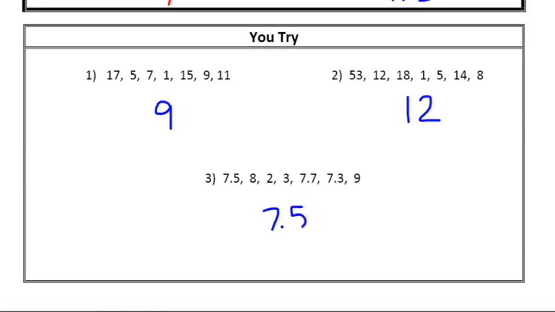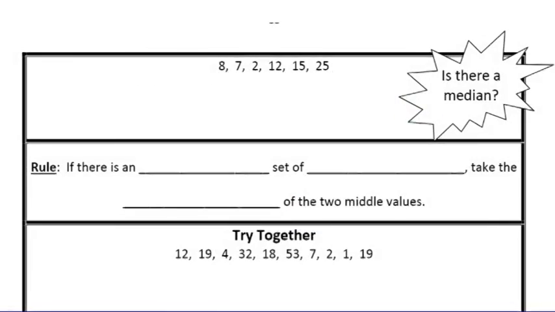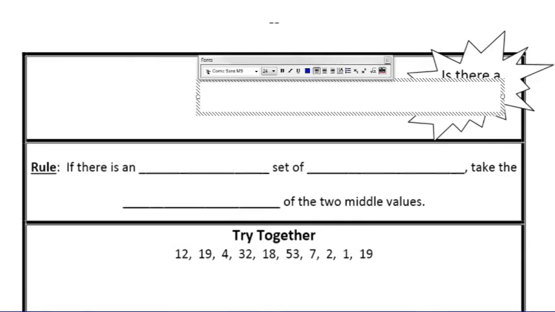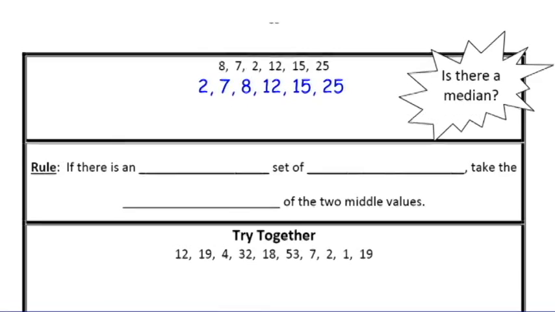We're going to look at a couple of special cases. Let's put these numbers in order. I'm going to quickly put them in order for us. I have 2, 7, 8, 12, 15, and 25. We go left, right, left, right. If I went left and right, I'd end up with nothing in the center. There are two numbers in the middle. Now, unlike the mode, we can't say that there are two medians. We're looking for one definite value that is my median, my middle.